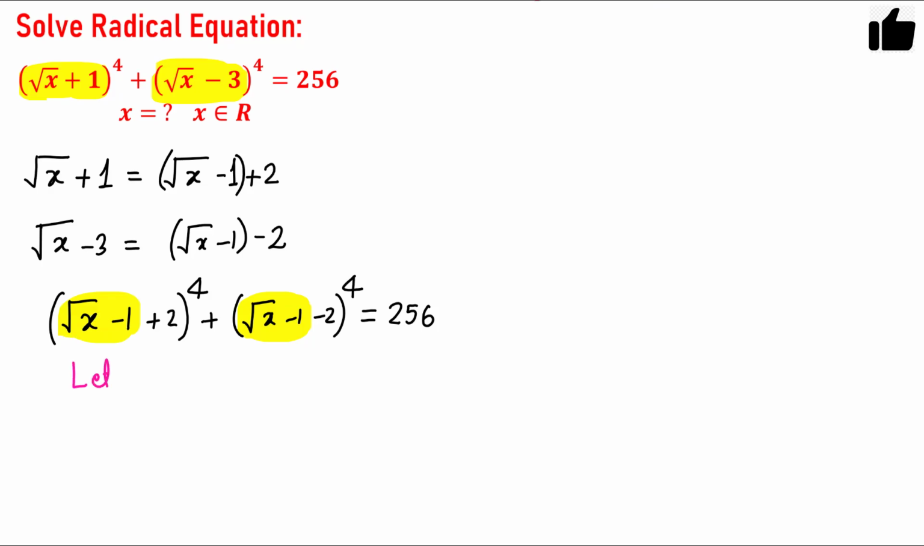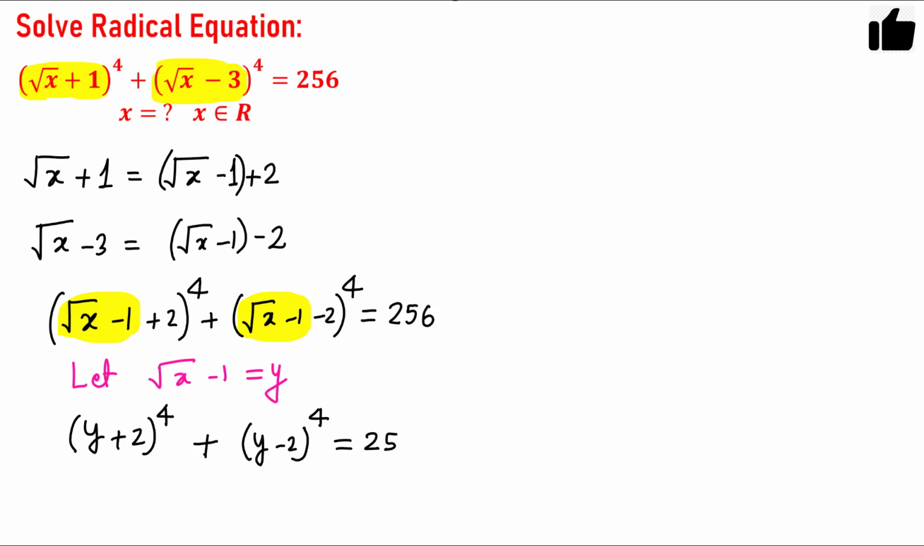So let us do this substitution. Let root x minus 1 equal y. So with this substitution, what will you have? You will have (y plus 2) whole squared, basically raised to the power 4. So let me first write it raised to the power 4, and in the next line I will write the square. So this is (y minus 2) raised to the power 4. This is equal to 256.